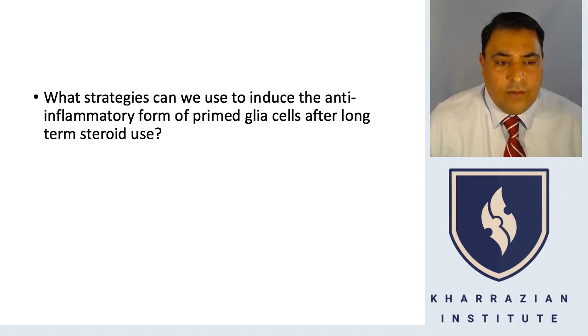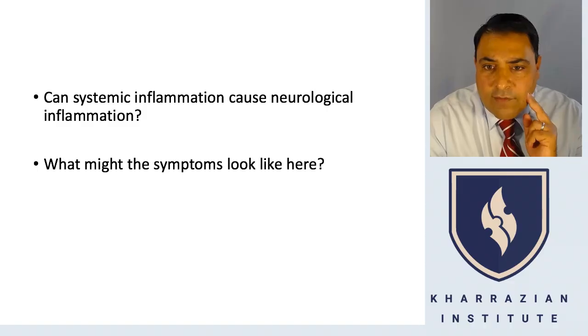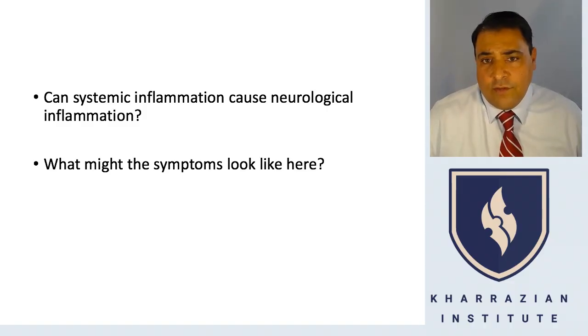Okay, next question. Can systemic inflammation cause neurological inflammation? Yes. So that was one of the key things about the course. We went over 4 independent pathways in which the brain can be inflamed with a blood-brain barrier that's intact and functioning normally. So what may these symptoms look like here?